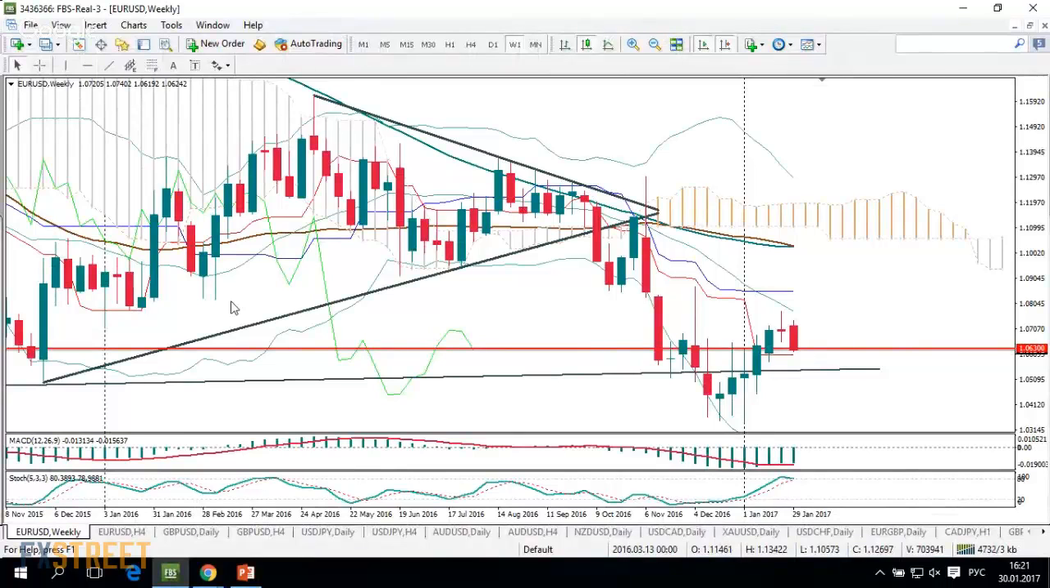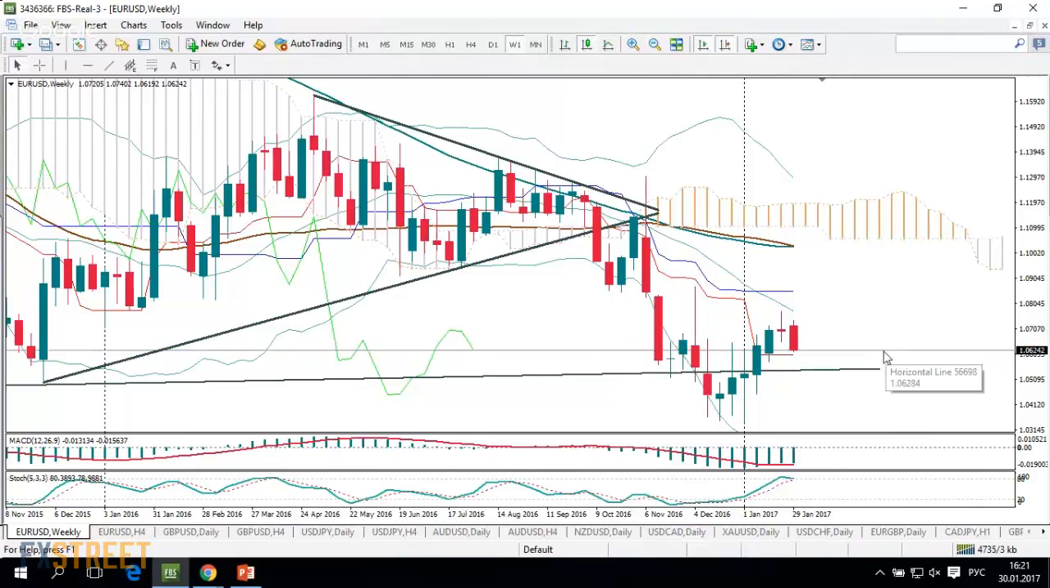We start with the weekly chart of the euro dollar. We can see that already on Monday, the euro has managed to make a big swing to the downside to the area of 106.20.